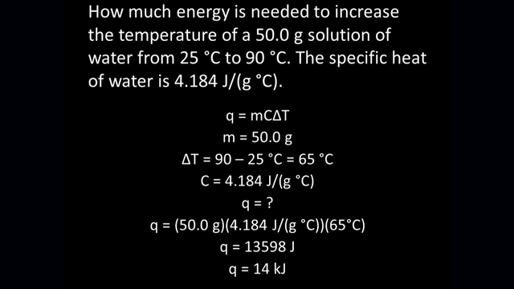Plugging this in, and we're solving for Q. Plugging them into the equation, we're left with 13,598 joules. But looking at the problem, the lowest amount of significant figures is actually 65 with 2. So the Q gets reduced down to 14 kilojoules.